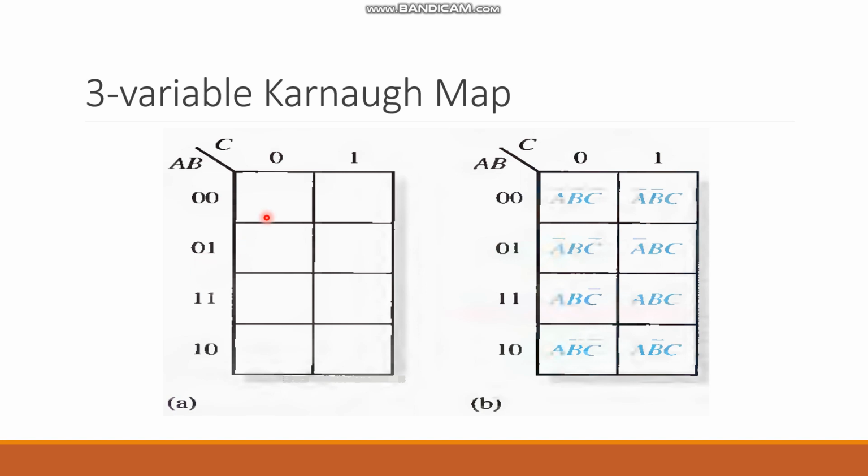So what is going to be here? 0 for A, 0 for B, 0 for C, which is A complement, B complement, C complement. 0 for A, 0 for B, 1 for C, which is going to be here: A complement, B complement, C. How about this value? 1 for A, 1 for B, 1 for C, which is going to be here, so it's going to be A, B, C. Here, 1 for A, 0 for B, 1 for C, which is A, B complement, C.